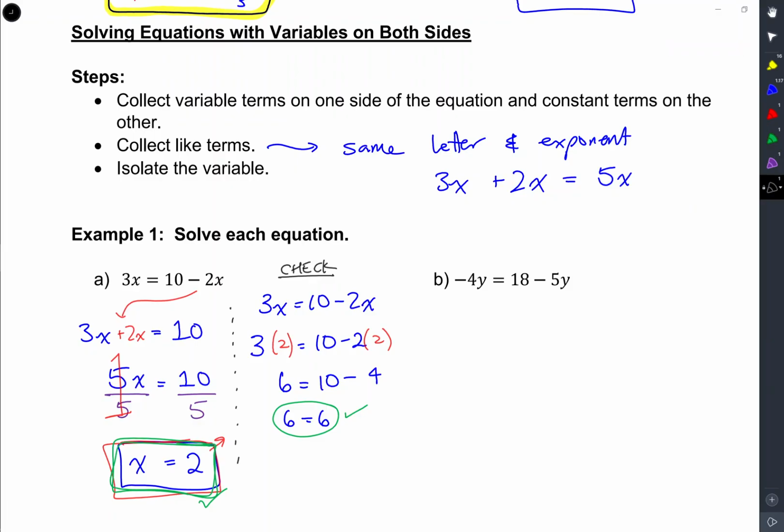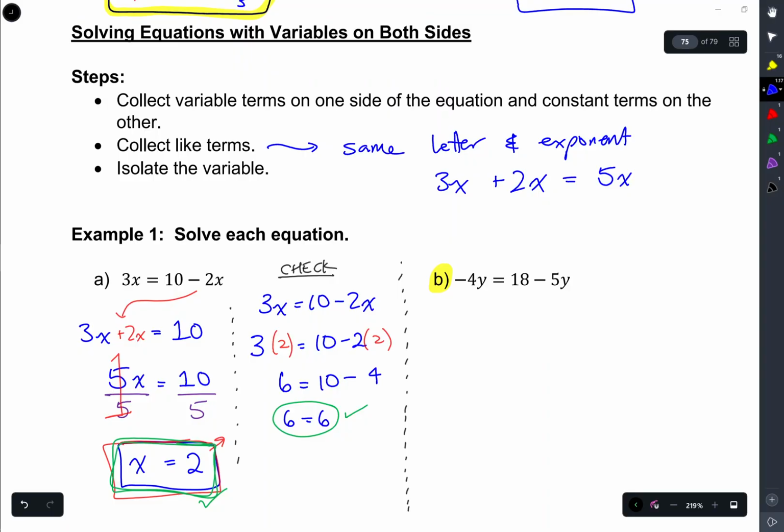Okay, so if that helps, that's excellent. If you're not sure, jot down your questions. I'd be happy to help. But I'd recommend that you pause the video, try the equation, try problem B here, see how it goes. Of course, if you have any questions, jot them down. But I'd strongly recommend you give it a try.